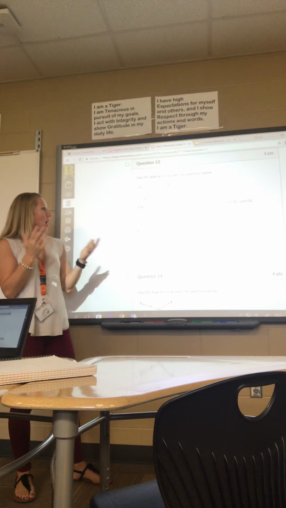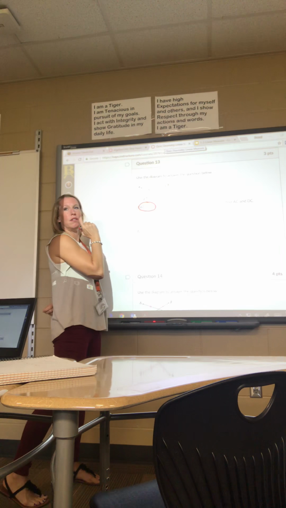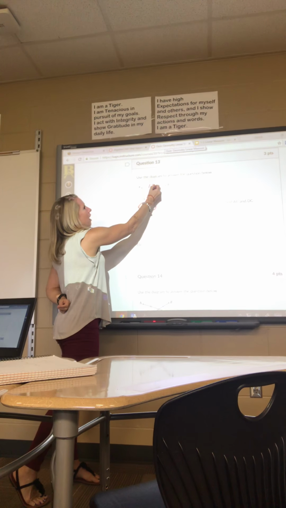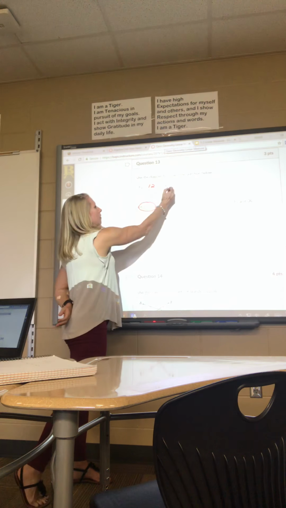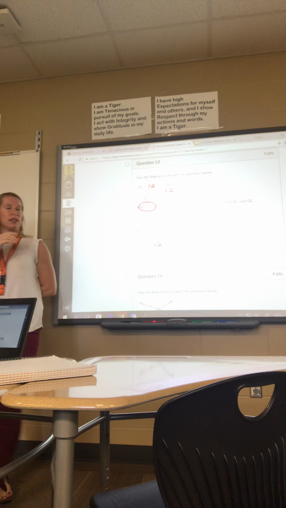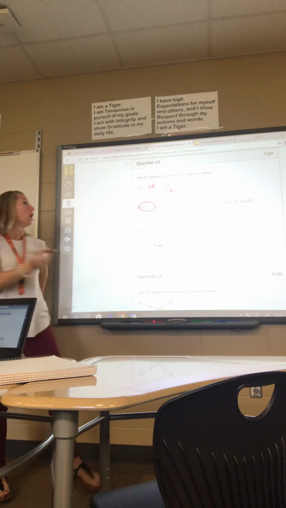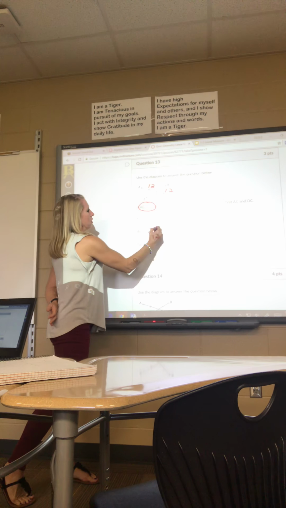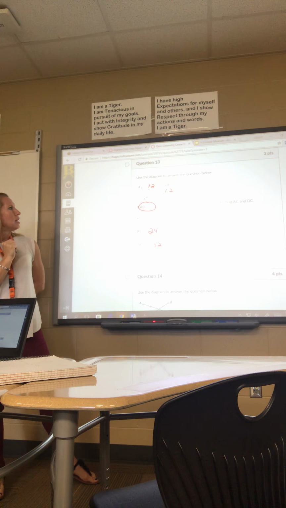Do you see right here where it says AD is 12? If AD is 12, which other piece would be 12? DC. So I could already answer that DC is 12. Could I already answer the length of AC? What's AC? 24. 12 plus 12 is 24. Now I have to figure out what Y is. So Y gives me the length of AC.